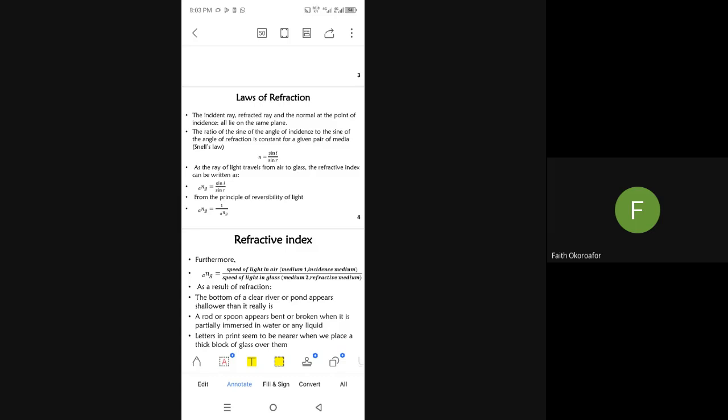Sine I over sine R. So, what does I stand for? Angle of incidence. Good. What does R stand for? Angle of refraction.